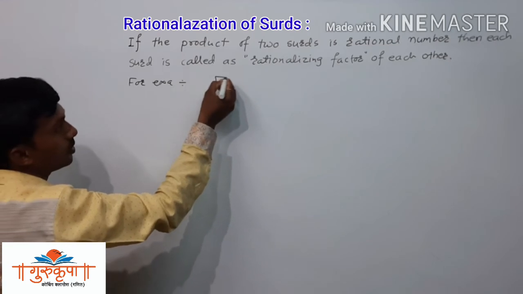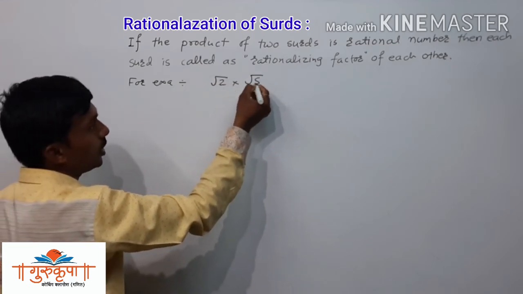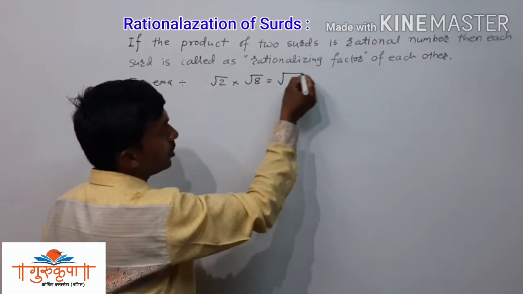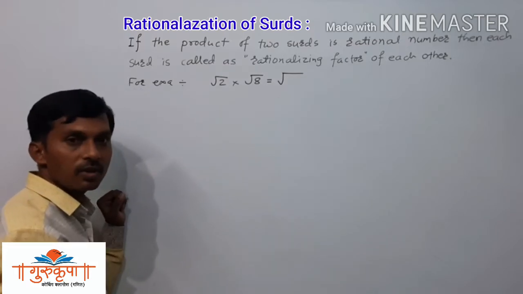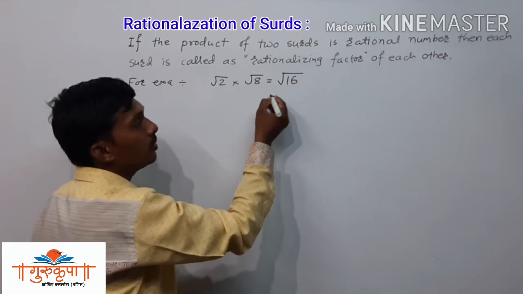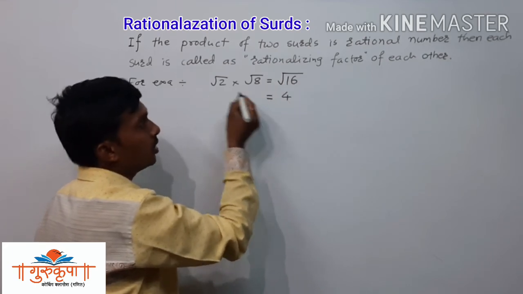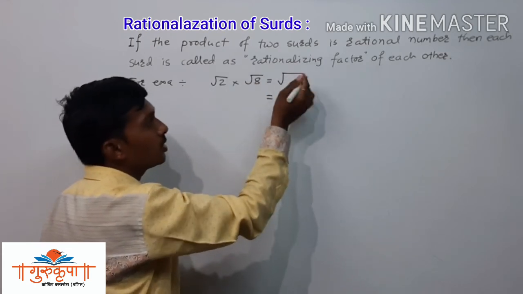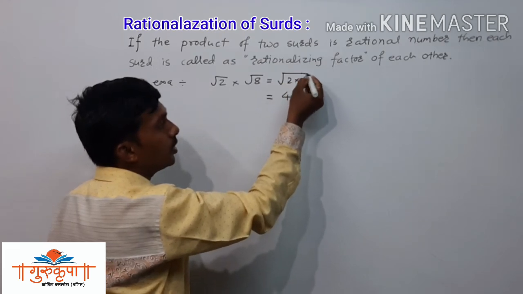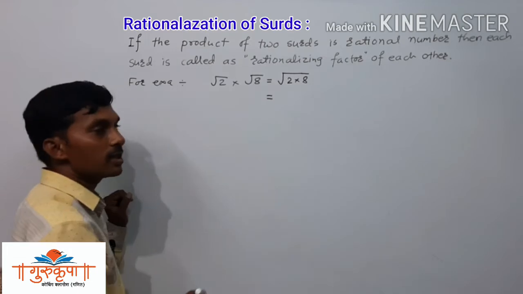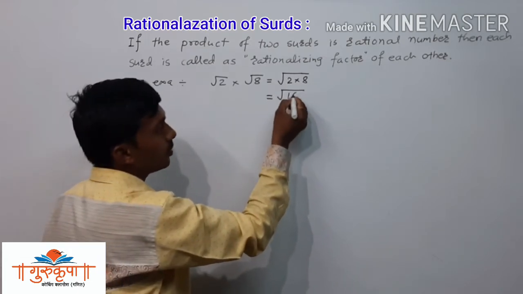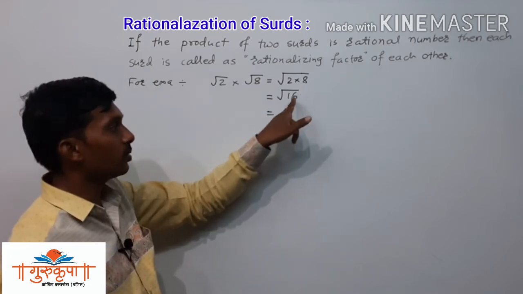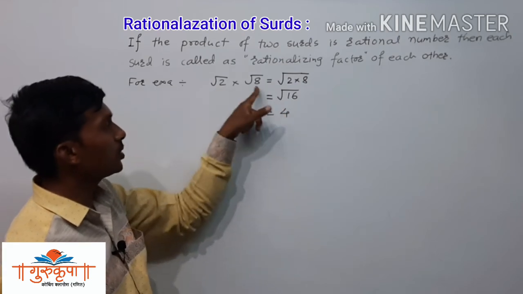here we can write root 2 into root 8. The product is root 16, which is equal to 4. Root 2 into root 8, the product is 2 8s are 16. You can simply write it as square root of 2 multiplied by 8 in a radical sign, then square root of 16, and then 4. As all of you know, square root of 16 is 4. Now the product of these two numbers is rational.